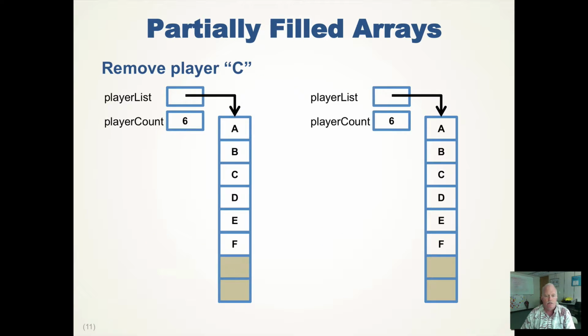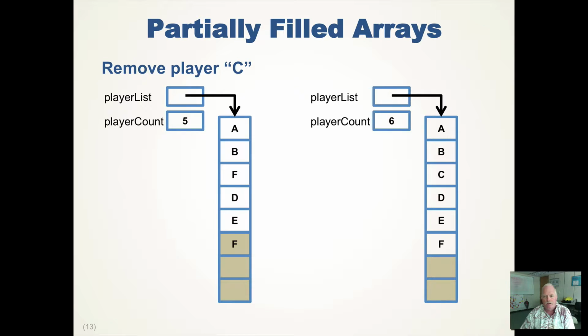So let's take a look at what that looks like here. On the left we're going to do the replacement, and on the right we're going to do the shifting. The first thing is we copy the last guy, F, to where the C is, and then we decrement player count. Now you can see F is in the array twice, but because player count is 5, we only have 5 elements, and we know that the second F is not usable in the array, and it would be overwritten if we had a new player. So that's how we do it.